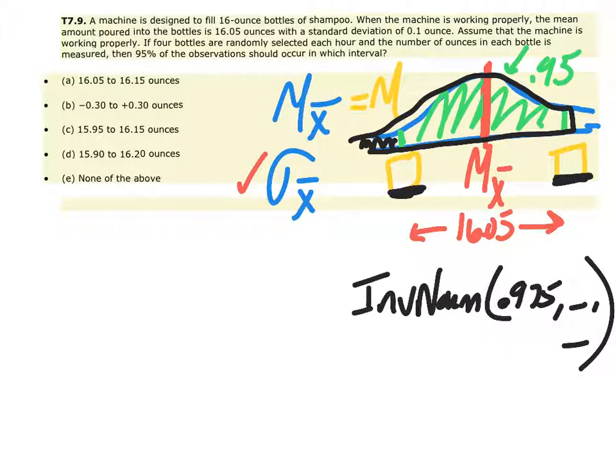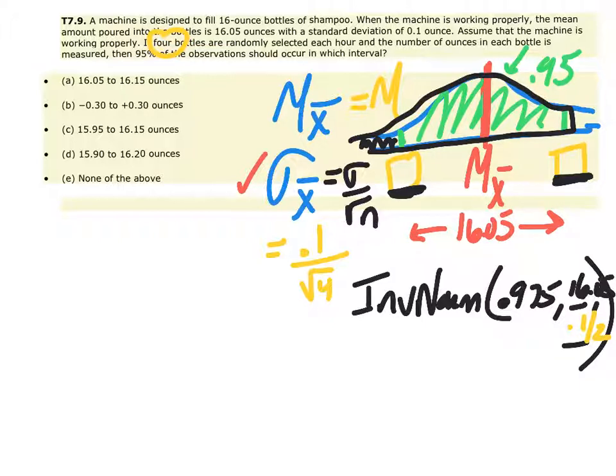Now, we know the mean was 16.05, so I would type that in. What would the new standard deviation be? Well, remember the formula for the standard deviation is sigma over the square root of n. We know that sigma is 0.1. The sample size here is 4 bottles, so it would be over the square root of 4, or the number 2, basically. That'd be our standard deviation. So I could type in 0.1 over 2 as the standard deviation, and I could compute this out.